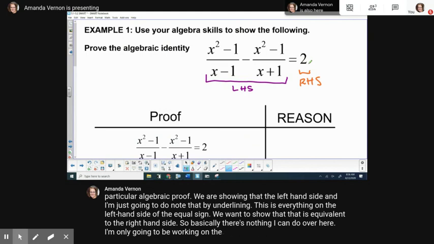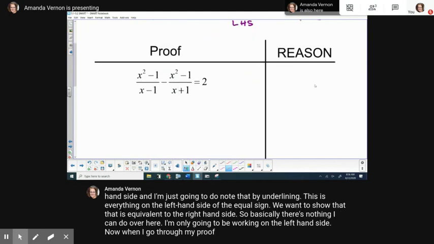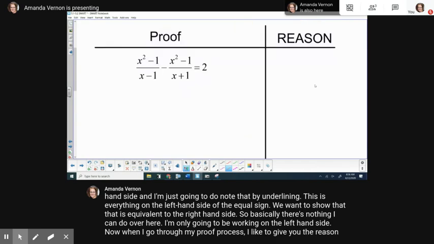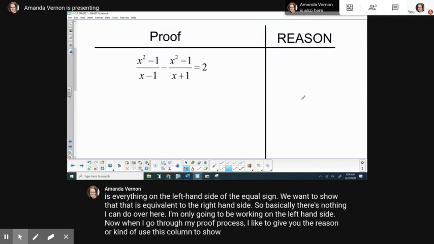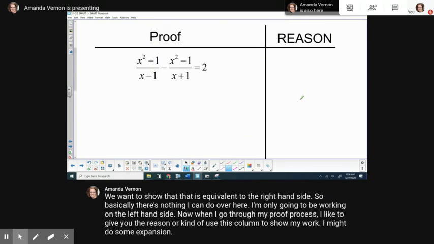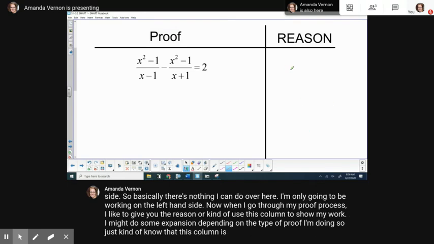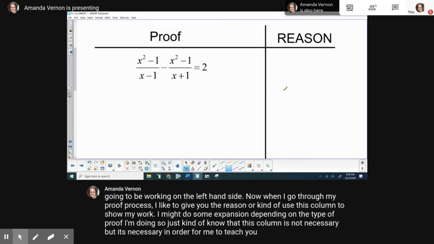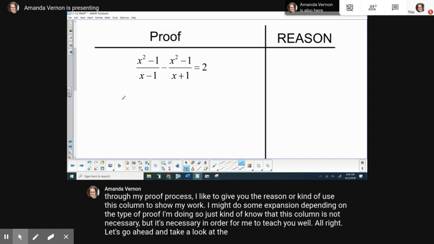Now, when I go through my proof process, I like to give you the reason or kind of use this column to show my work. I might do some expansion depending on the type of proof I'm doing. So just know that this column is not necessary, but it's necessary in order for me to teach you well. All right, let's go ahead and take a look at the proof side of this.